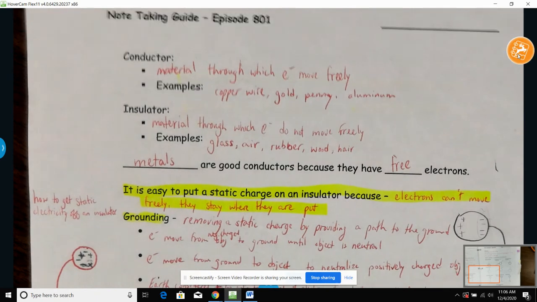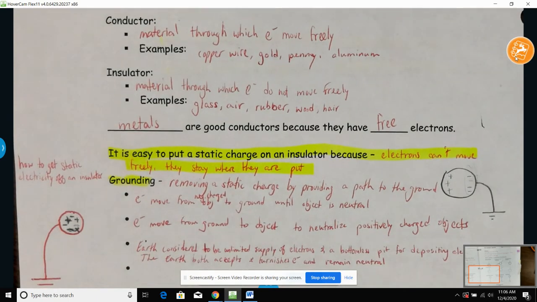Going to the back side. Conductors are materials in which electrons are able to move freely about. Examples are pretty much metals. Most metals are very, very good conductors, some better than others.